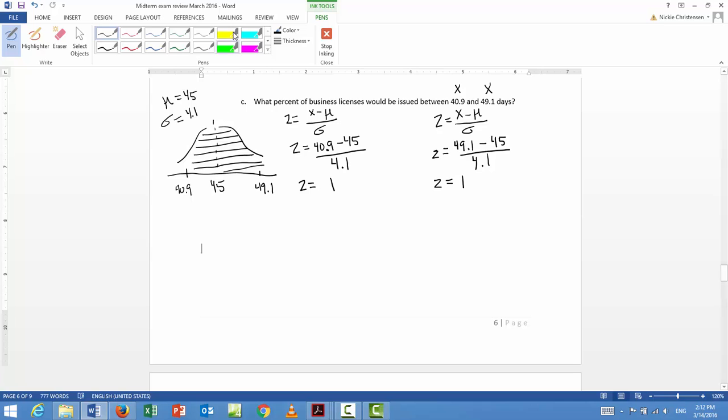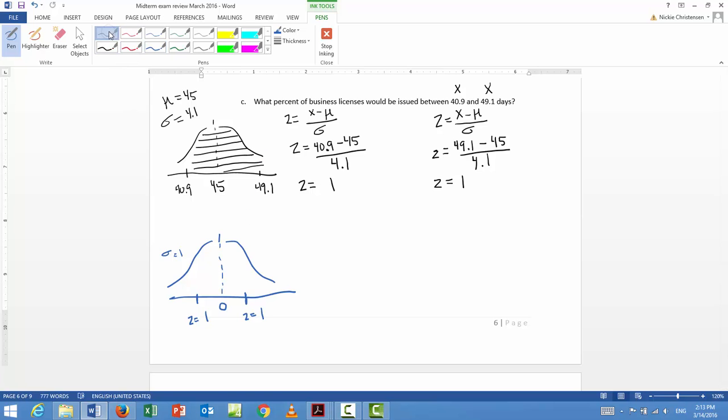Okay? So, you know, we always have to keep in mind that what we're doing when we standardize, we're mapping these normal distribution values onto the standard normal, which is a theoretical distribution that always has a mean of 0 and a standard deviation of 1. Okay? So what we've found is that this x value of 49.1 is equivalent to a z value of +1, and this x value of 40.9 is equivalent to a z value of -1. Okay?